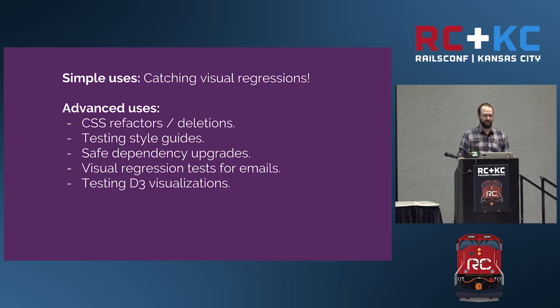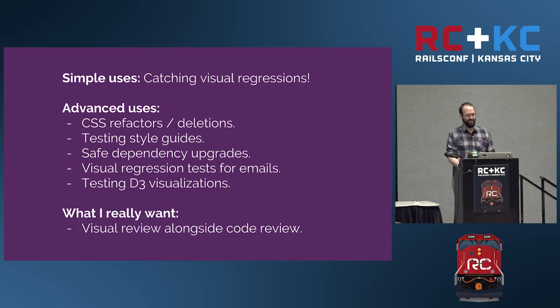Visual regression testing for emails is an awesome advanced use case I've seen. Testing D3 visualizations is something I've started experimenting with recently, because testing D3 is actually kind of hard. I'm not a D3 expert by any means, but you can test the data transformations you're making, like how your inputs transform to your outputs, and how you expect D3 to visualize that. But wouldn't it be nice to just be able to say, this is what it looks like, I know that that's right. Oh, look, it's changed. Is it still right? That's what you really want to test with those visualizations. And then going further, what I really want here is a visual review process alongside code review. And we're going to talk a little bit more about that.